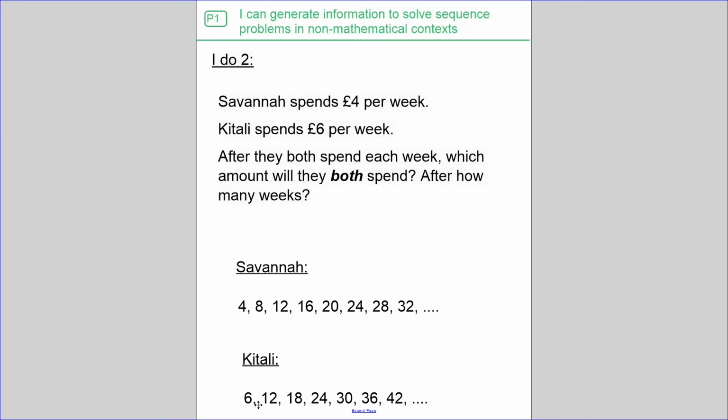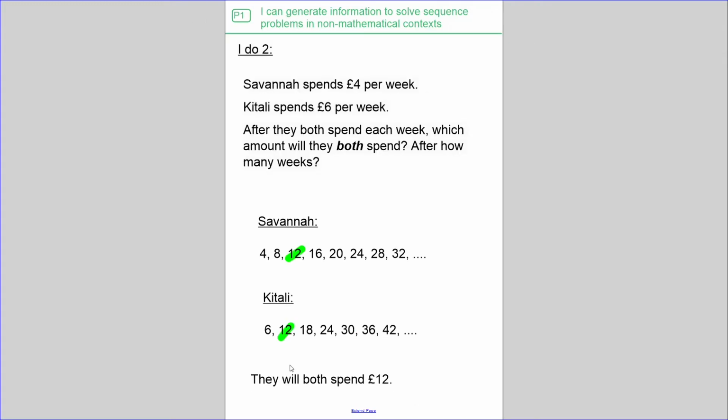Once we've done that, referring back to the question, we can see we're asked to find which amount that they both spend. So if we look at both sequences, we need to look at which number they have in common. So as you can see, the number 12 is in common in both the sequences. So we're going to write a sentence. They will both spend £12.